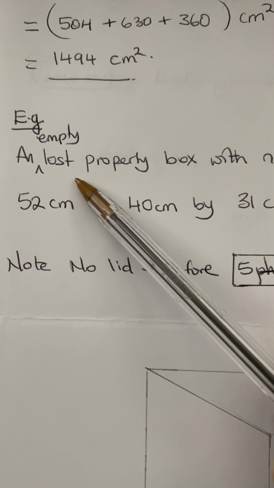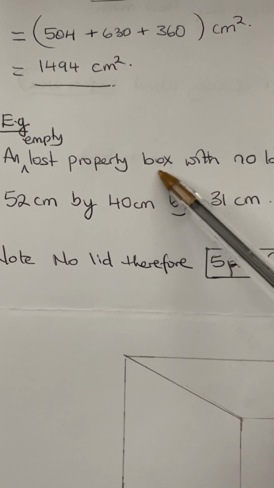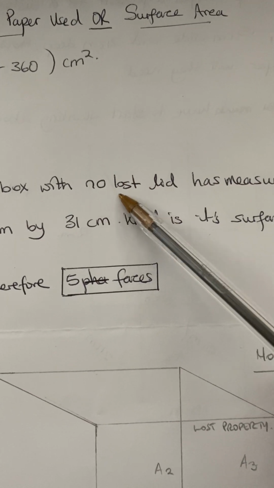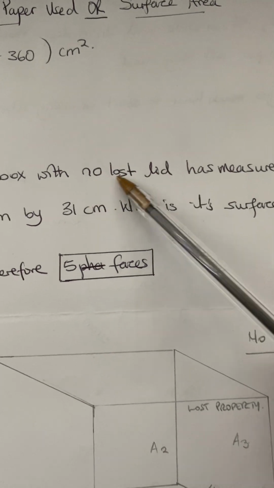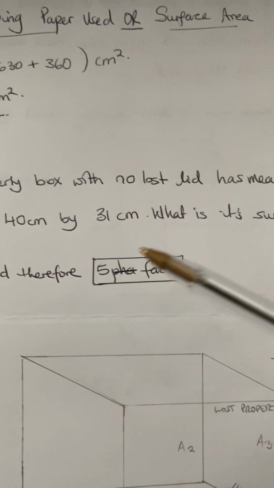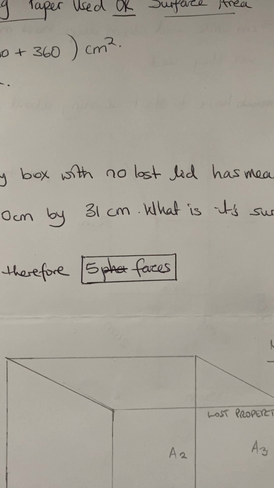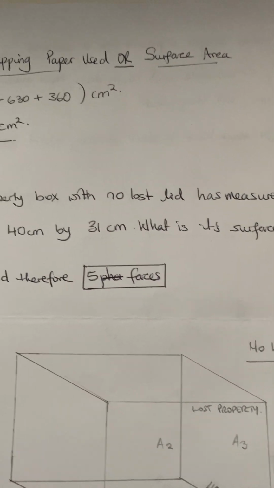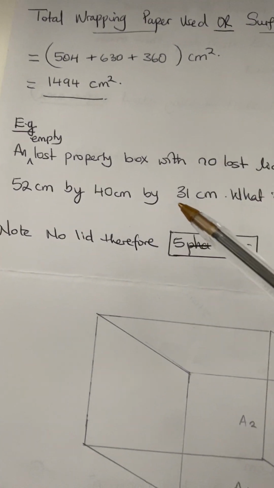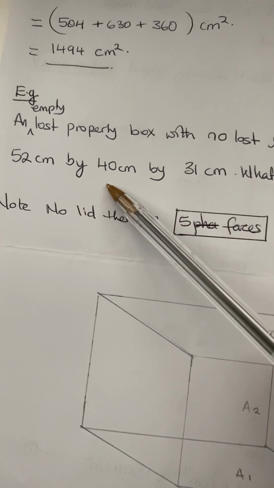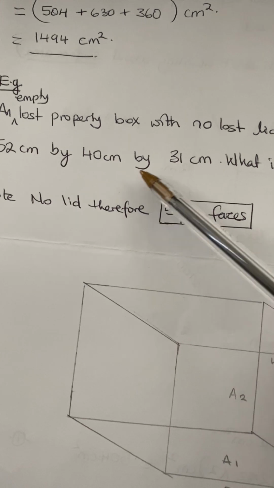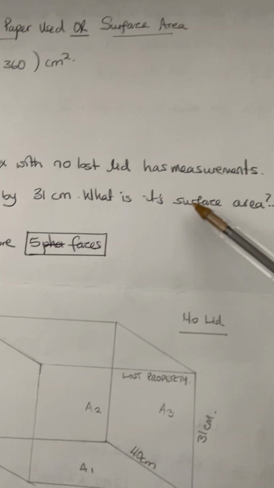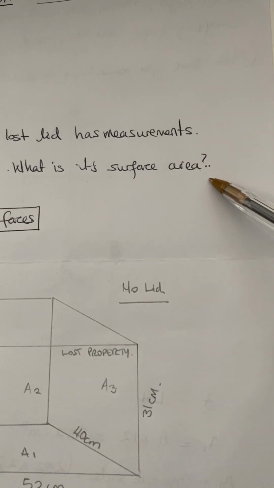An empty lost property box with no lid. Okay, so the lid is lost. The box has a measurement of 52 centimeters by 40 centimeters by 31 centimeters. Okay, what is the surface area?